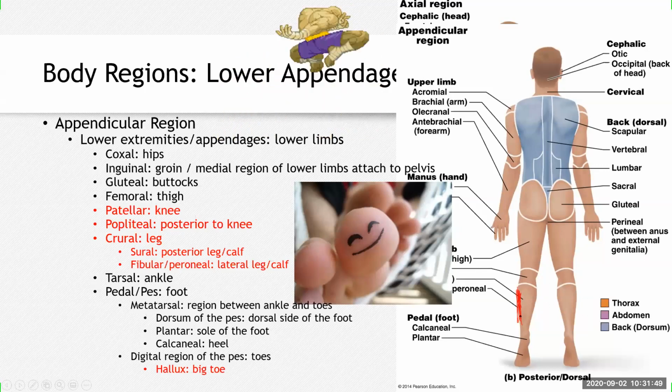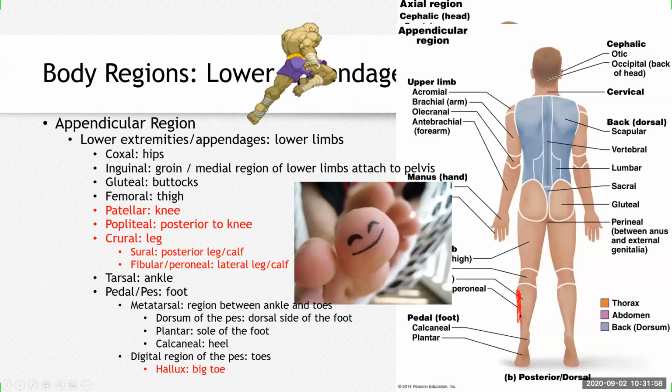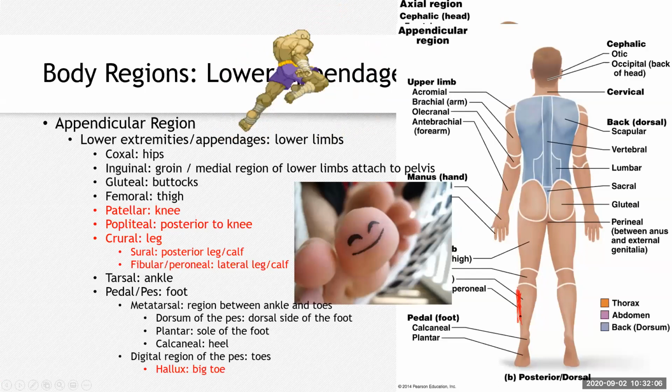Repeat your question again. Sorry. Yeah, sorry. So it says what regions are part of the lower extremities / appendages, right? So it'll be all these regions here that we just covered. Okay, all of them are going to be part of the lower extremities. Okay, cool. Gotcha. Thank you.